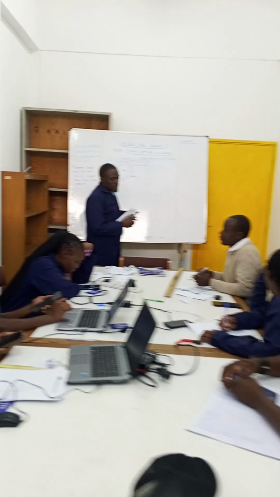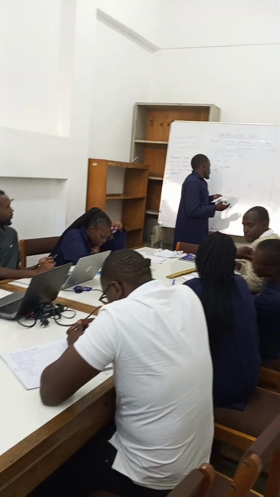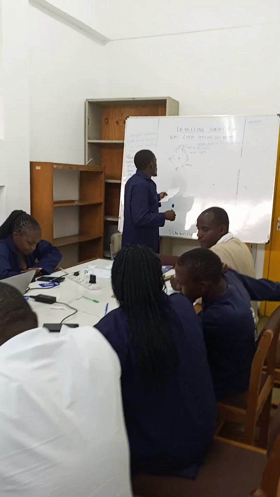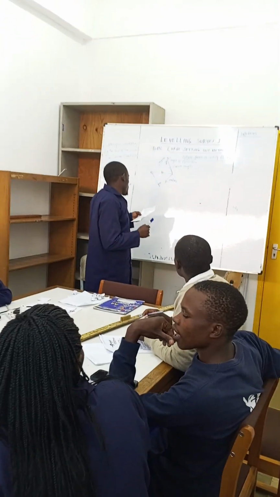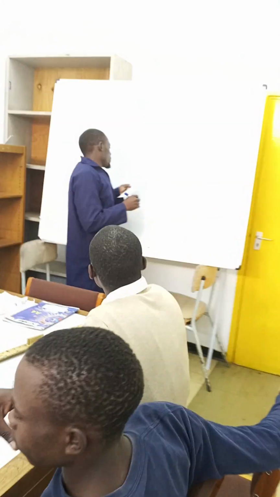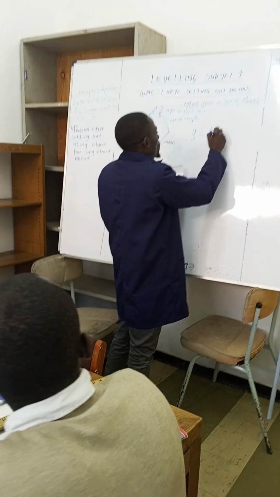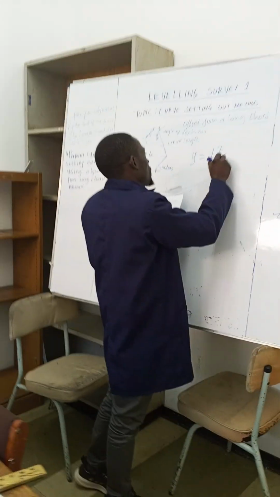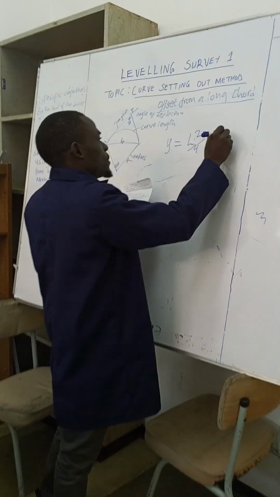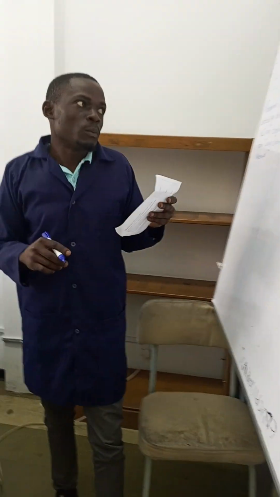Now we want to start the process, the steps in setting off. First, we must know the formula. The formula of this process is y equals length squared divided by 4 minus x squared, all over 2r. I'll explain all this to you.